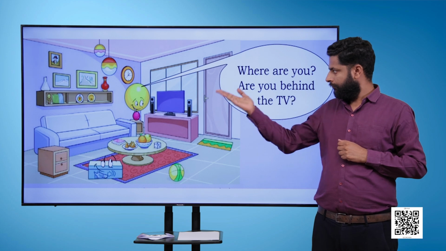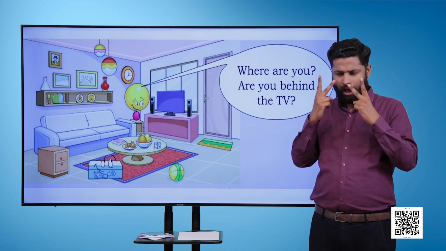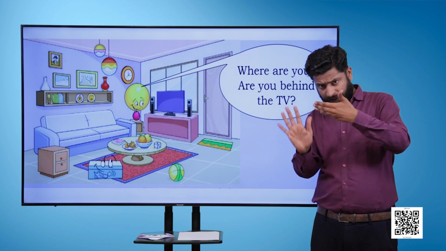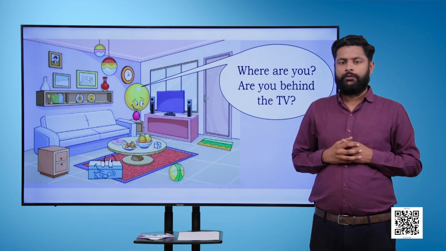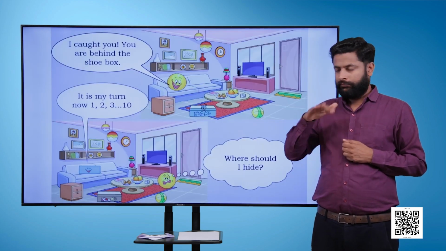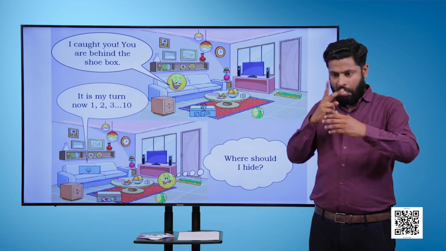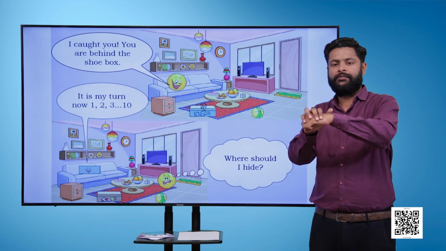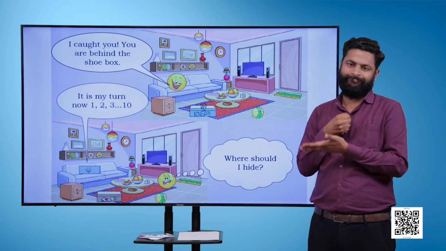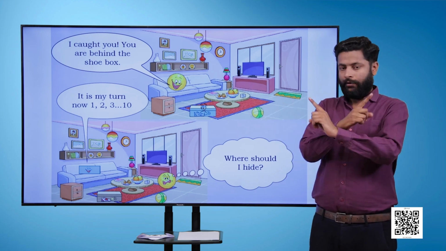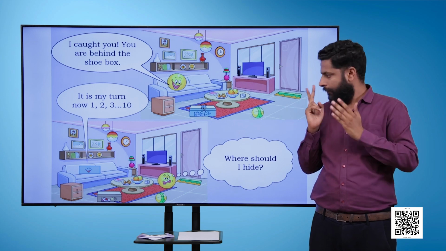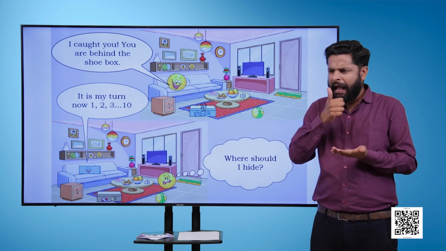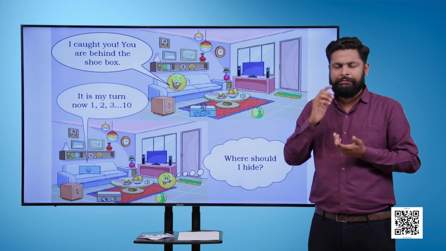Circle says, where are you? Are you behind the TV? Circle says once again, I caught you. You are behind the shoebox. Rectangle says, it is my turn now. 1, 2, 3, 4. Circle says, where should I hide?